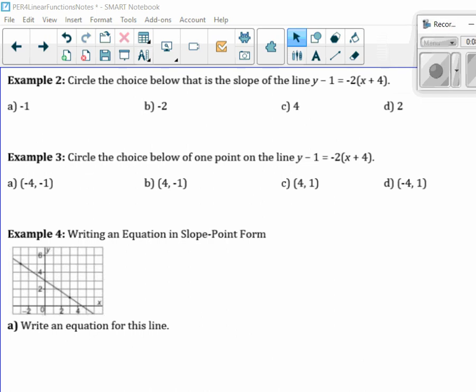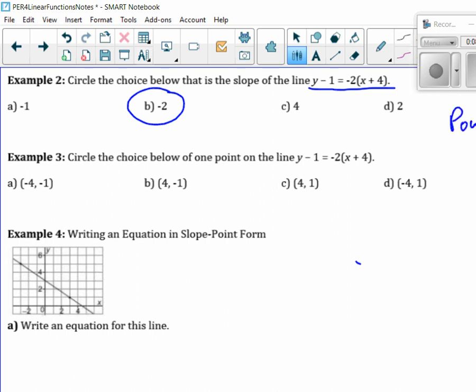Hey, can anybody look at this equation here and tell me what the slope is? It's negative 2. Can anybody tell me what the point is? I hear negative 4, 1. Is that person correct? Yes. Because otherwise, this is supposed to be subtract, right? So that means it has to be a minus 4. And this is a subtract, so that means this is positive 1.